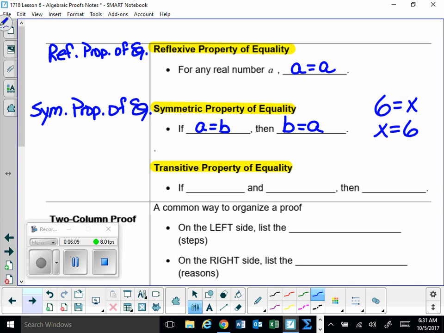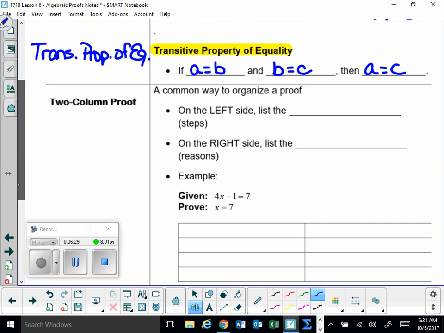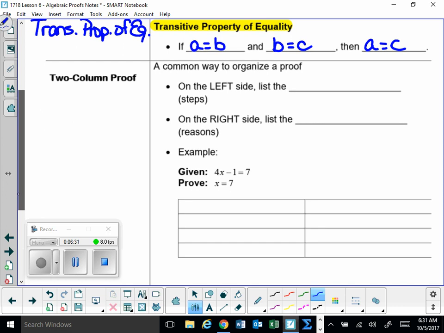The law of syllogism. If A equals B and B equals C, then A equals C. So transitive property of equality. All right, so in geometry, we are going to focus on the two-column proof.